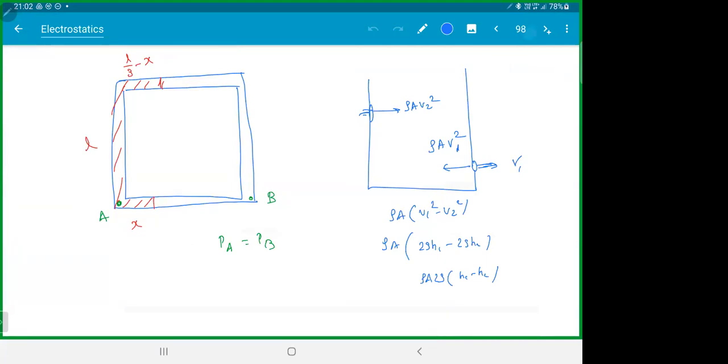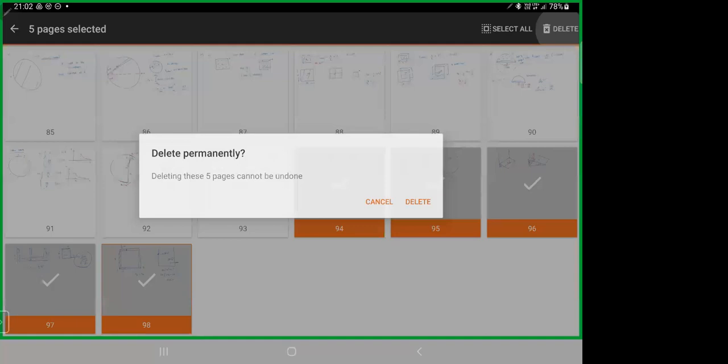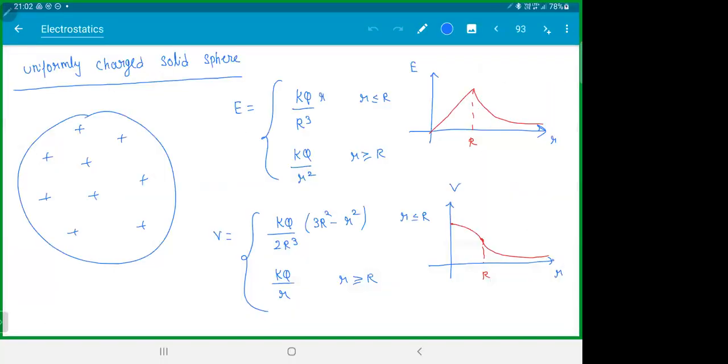The last thing we did was the shell and sphere formulas. Hope everyone learned them by heart. It's important you remember them.